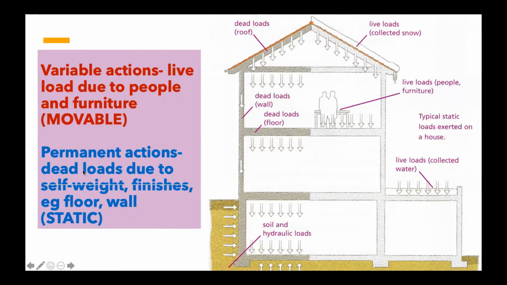While permanent action is the dead load due to self-weight and finishes, for example the floor, the concrete of the floor, the concrete of the beam itself, and the wall. In other words, it is static. It does not move, so it is called permanent action. In a building, the roof is also called dead load. For the floor, we have live load from the people and furniture. The wall is also called dead load, and so on. Water is live load.